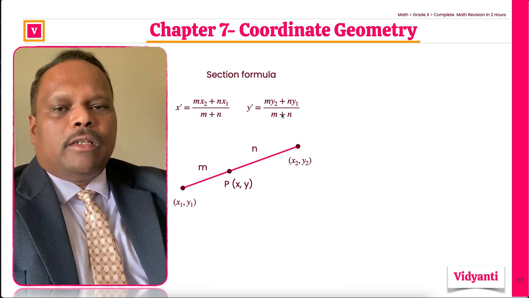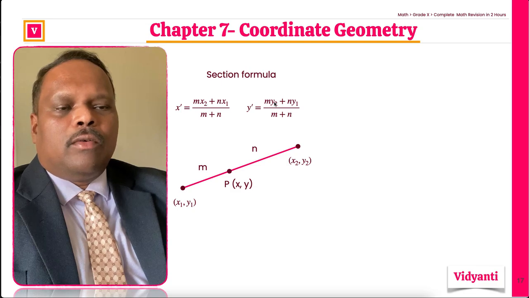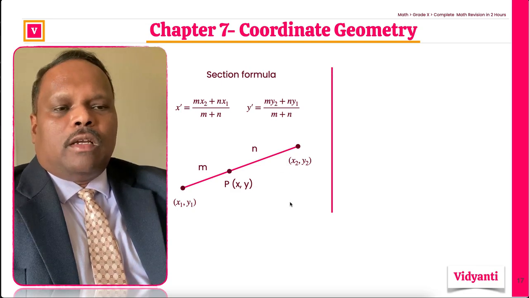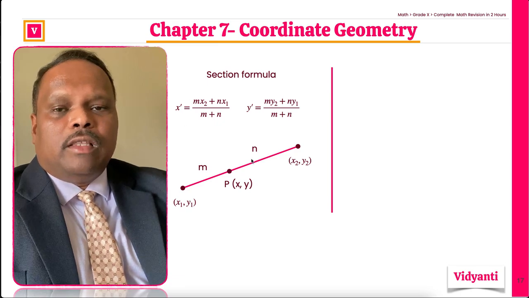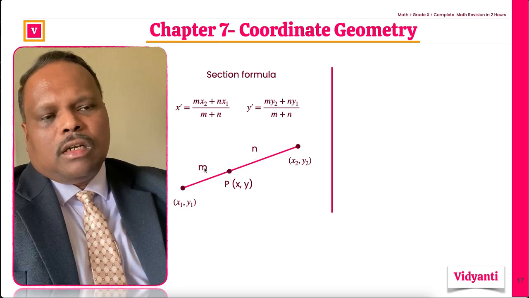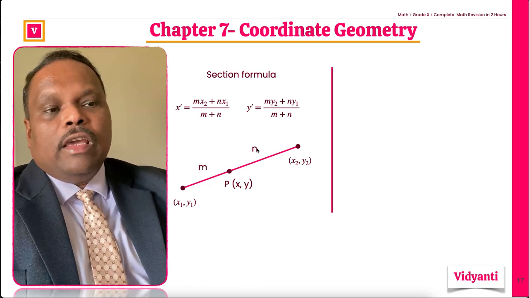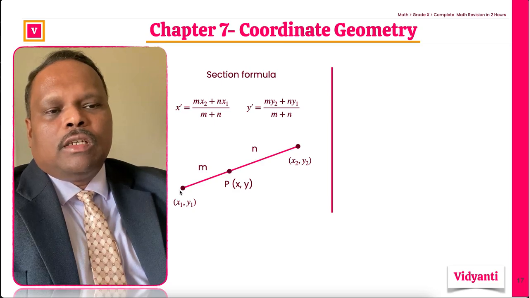For y we have to repeat the same procedure. Instead of x coordinate, now I have to take y coordinates. That is one thing, is section formula. Section formula, m and n can be anything. Depending upon it, if m is bigger, the point P will be pushed towards the second point. If n is bigger, point P will be pushed towards the first point.